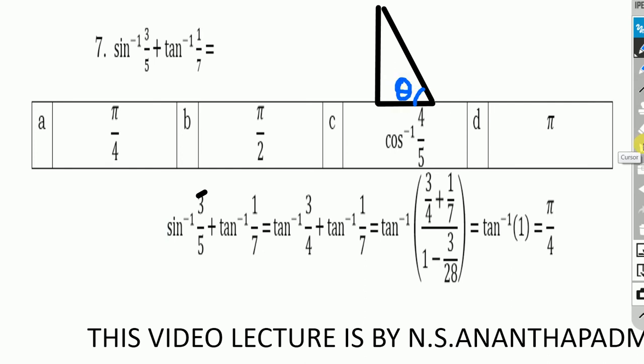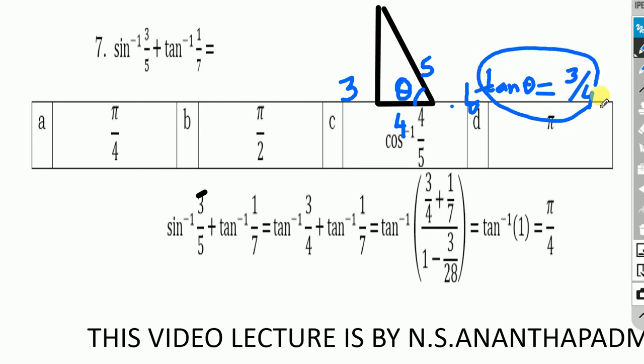So now sine inverse of 3 by 5 is theta, so sine theta is 3 by 5, meaning here I have 3 and hypotenuse is 5. So this will be 4 actually: 5 square minus 3 square, that is 25 minus 9, which will be 16. Root 16 is 4. So now tan theta, from this triangle, will be equal to 3 by 4, or theta equals tan inverse of 3 by 4.